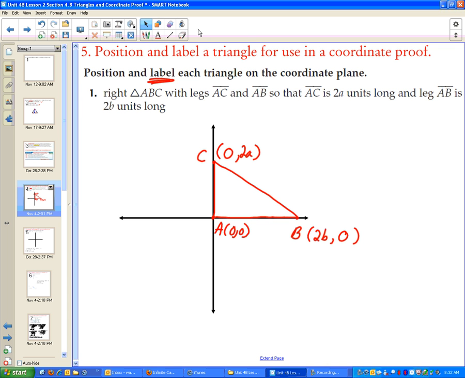We're done. We have positioned and labeled right triangle ABC meeting all those given conditions. We have the length of AB is 2B, the length of AC is 2A. We've got it. Any questions? All right, so we can do that, right? That's a vote of no confidence. Let's try another one.